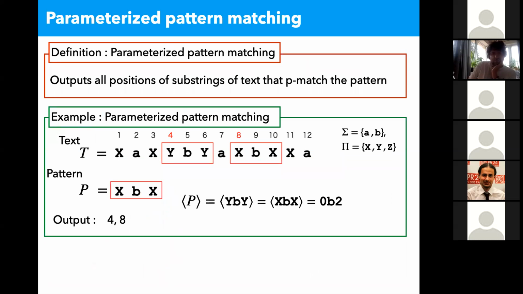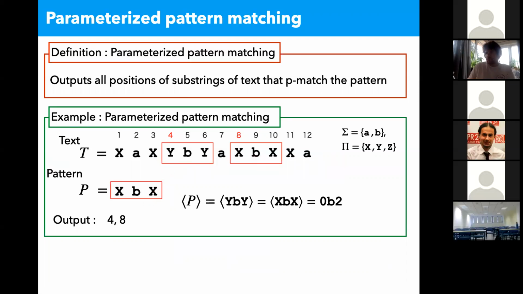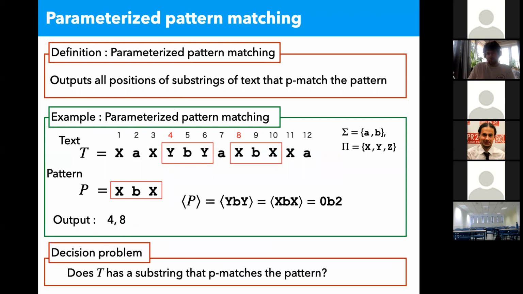So the parameterized pattern matching problem requires us to calculate all positions of the substrings in a text that parameterized match a pattern. In this example, YBY and XBX parameterized match XBX. And then those strings are encoded into 0B2 indeed. So we must output 4 and 8. Here, for simplicity, we discuss the problem as a decision problem. So we decide whether T includes a substring that parameterized matches the pattern P.